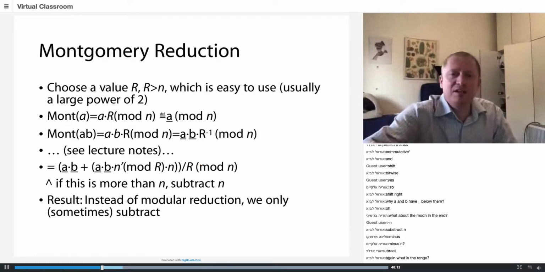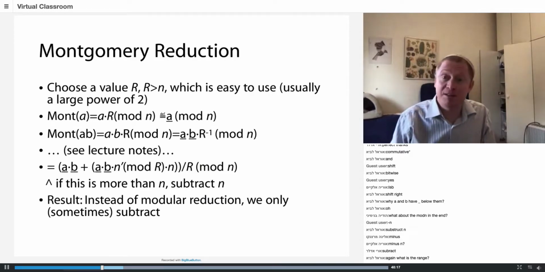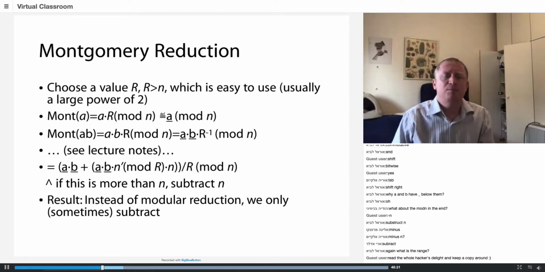So as a result, in the Montgomery representation, instead of doing an expensive modular reduction, we do a very, very cheap subtraction.